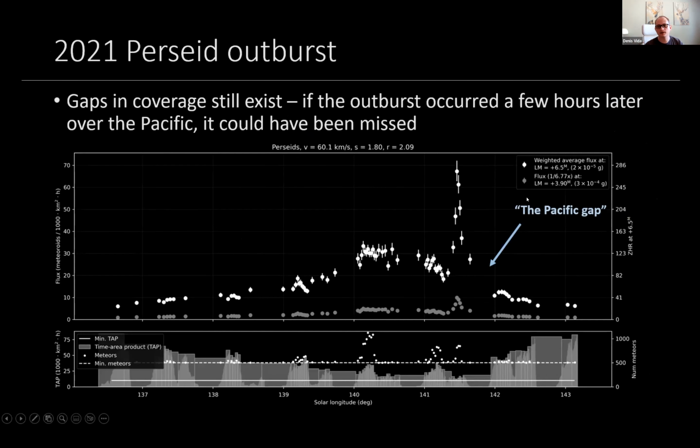So finally, applying this method, we observed the 2021 Perseid outburst. As you can see, the normal maximum here reaches a ZHR of about 120 or so, and the peak in 2021 of the outburst reached almost a ZHR of about 300. One thing to keep in mind is that we still have gaps in our coverage. As you can see here, this is what I personally call the Pacific gap, simply because of the geographical distribution and because there's so much water there, we don't have many cameras. So if this outburst happened over the Pacific, just the number statistics wouldn't be this good. We wouldn't be able to get good fluxes.